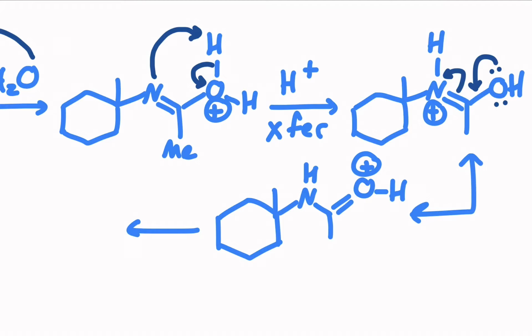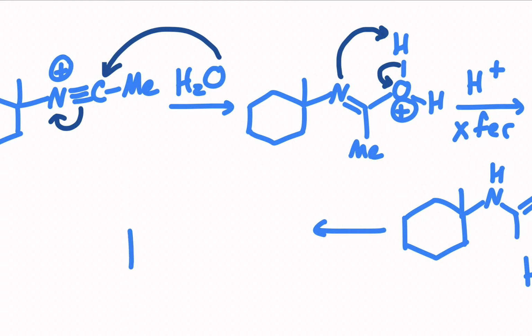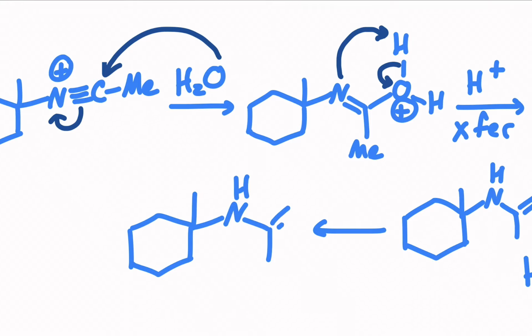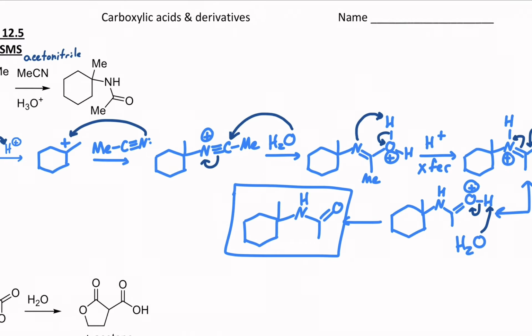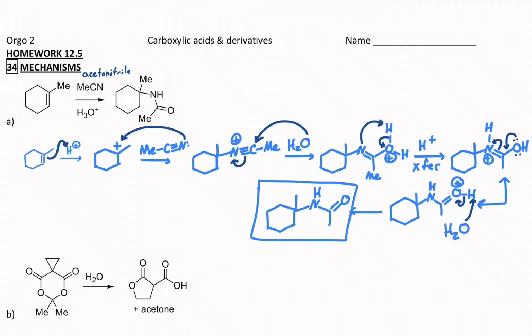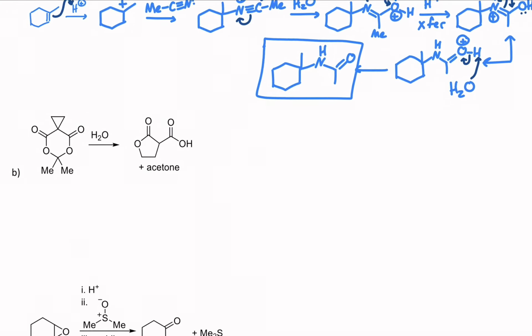Our first step was to add an H plus. Our last step will be to take that H away. I'll use another water molecule to do that. Break the OH bond, and that gets us to our product. 6-membered ring, methyl, nitrogen, H on the nitrogen, and the rest of the amide. Okay, so a mechanism that we have not seen before, but we can figure out because we're given the products and the conditions of the reaction.